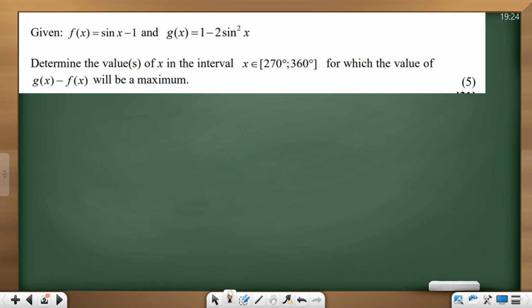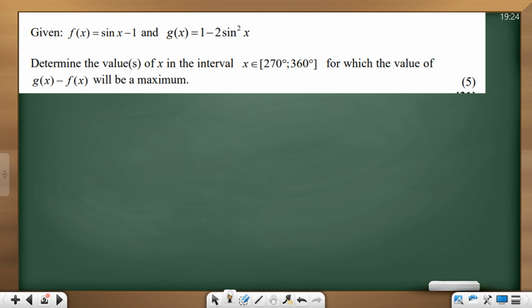Given f of x as sine x minus 1 and g of x as 1 minus 2 sine squared x, what would you do here? Determine the values of x in the interval 270 to 360 for which g of x minus f of x will be a... What would you do? What's your first step? That's my first step. G of x, whether I'm going to continue from there or not, we would see. But I will find what g of x minus f of x is.